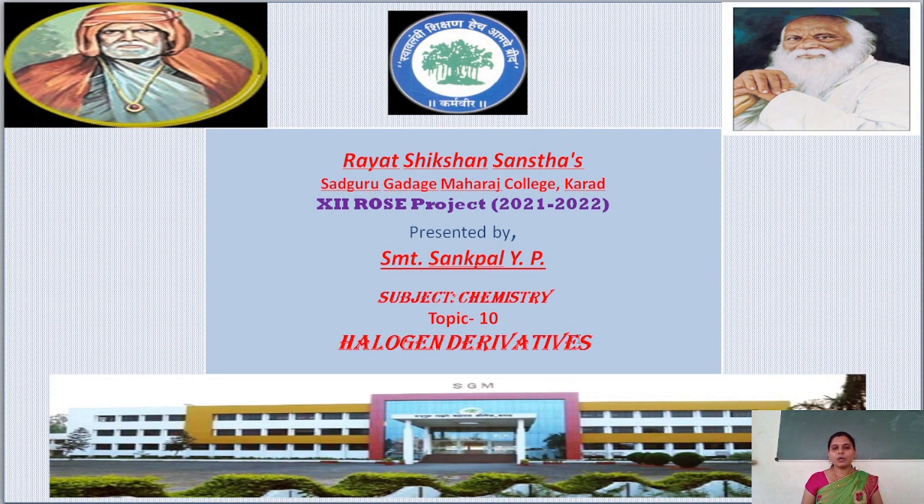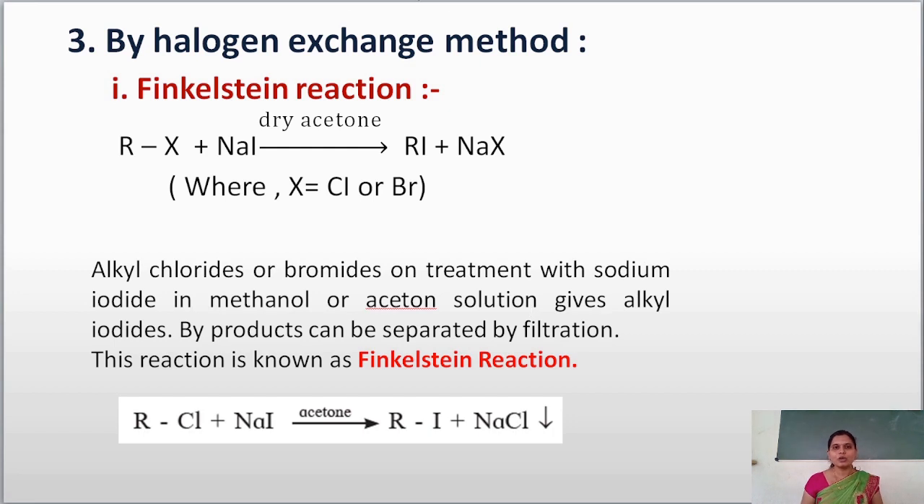We started the topic halogen derivatives and in that we completed the nomenclature of halogen derivatives. In the last lecture we started the methods of preparation for the halogen derivatives, and we have completed two methods of preparation, that is from alcohols and from hydrocarbons. Now in this lecture we will start with the next method of preparation, that is halogen exchange.